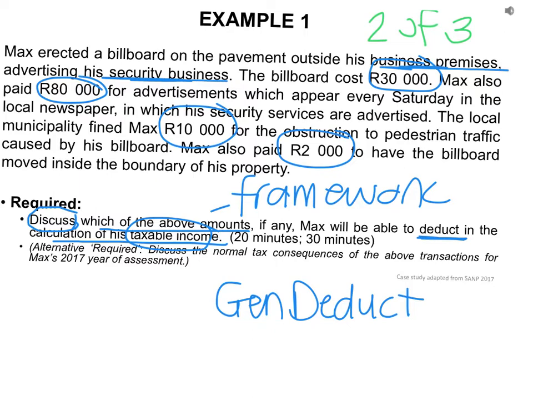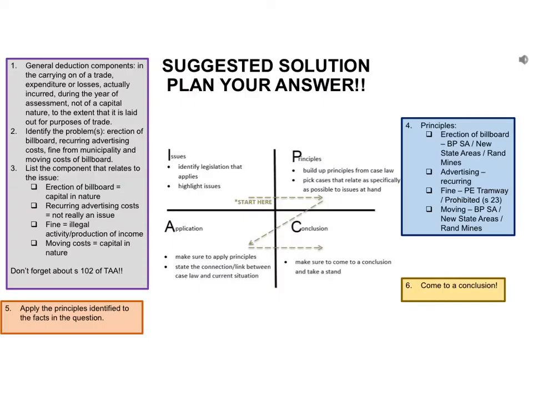Right. How many marks is this? 20 marks, which means multiply 20 by 1.5. I have 30 minutes to answer this question. Okay, so now we know what is required of us. Again, you are not just going to rush in and start writing. You have to plan. And we plan our answer using the Zorro method or the IPAC method.